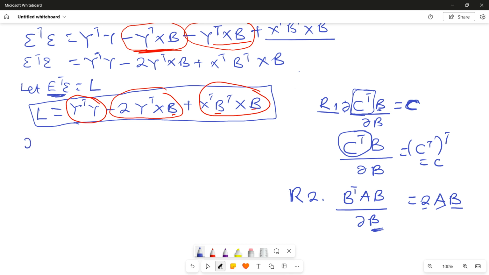Meaning the change in L with change in b is going to be, let's start with this guy here. What do we have there?